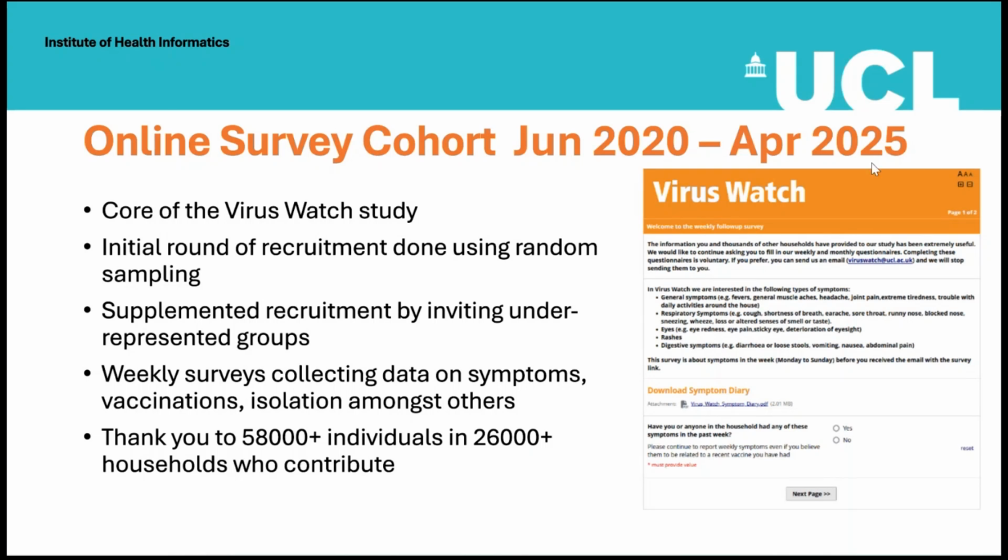In total, we recruited over 26,000 households consisting of over 58,000 individuals. During registration, we had a baseline survey which collected data on basic socio-demographic details and baseline clinical characteristics. And then every Monday afterwards, we collected data on new symptoms, vaccinations, isolation, and other COVID-related information that can change through time. As of this past Monday, the 30th of March, 2025, we sent out our last weekly survey.